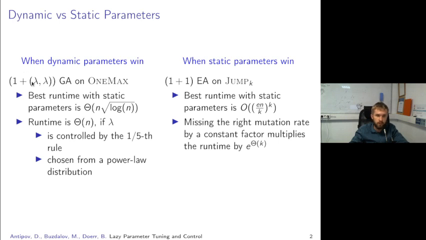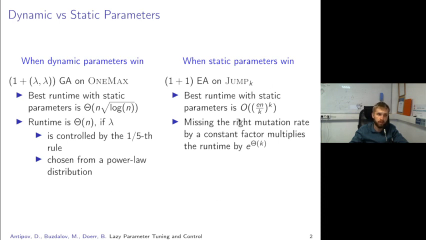For example, for the (1+(λ,λ)) GA on the OneMax problem, it was shown that the best runtime we can obtain with static parameters is of order n multiplied by the square root of the logarithm of n, but choosing lambda dynamically, we can obtain a linear runtime, and we can do it in different ways actually.